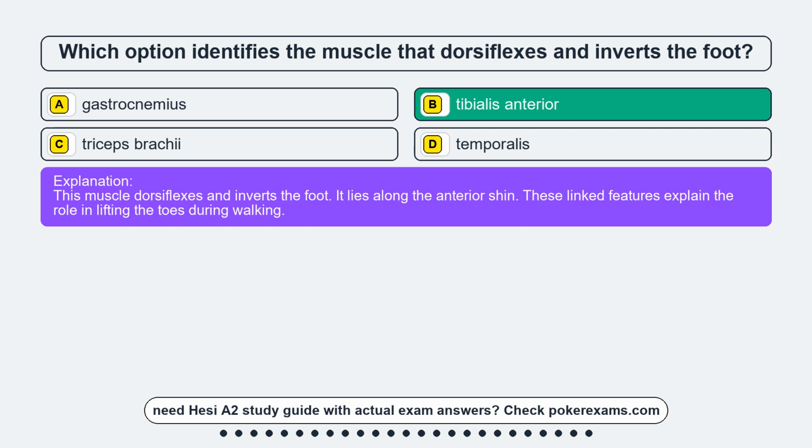This muscle dorsiflexes and inverts the foot. It lies along the anterior shin. These linked features explain the role in lifting the toes during walking.